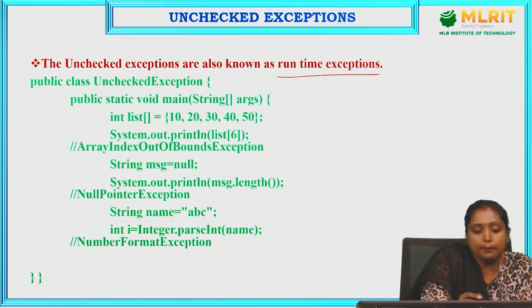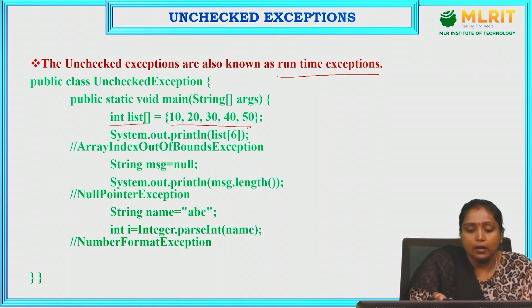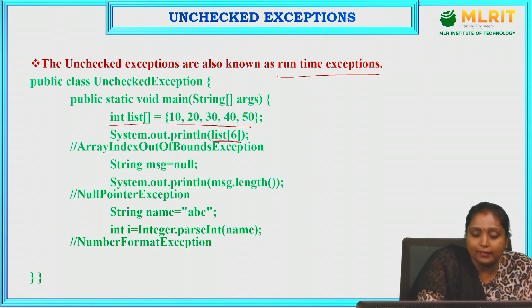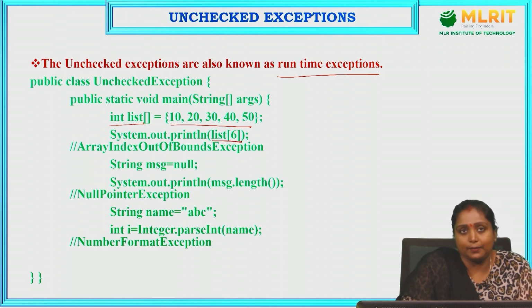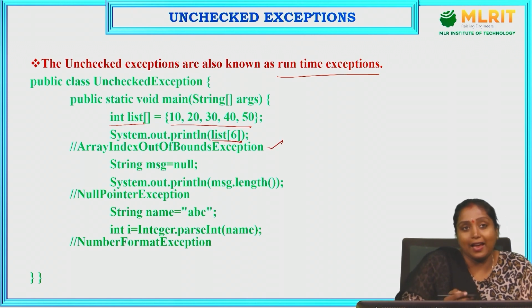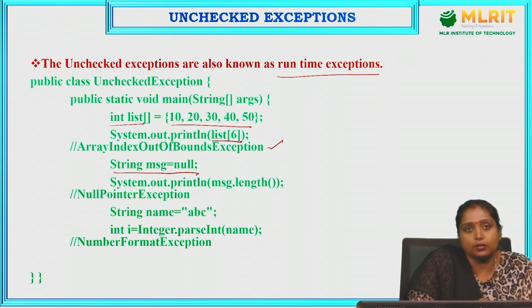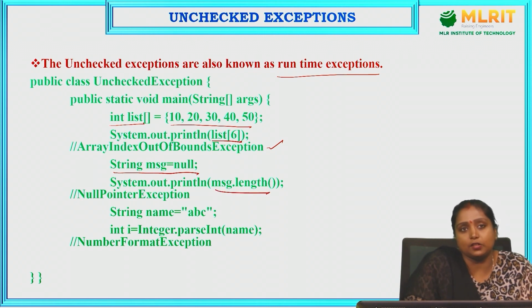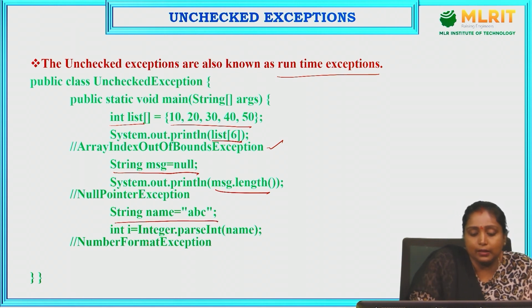See here, I am writing an example program. I am taking an array list which consists of 5 values: 10, 20, 30, 40, 50. Now, I am trying to access list of 6, which is not available actually. So, I will get an array index out of bounds exception. Next, String message equals null, and I am trying to print message.length, which is a null pointer exception. And next, String "ABC", I am converting this string into an integer. So, you will get a number format exception.